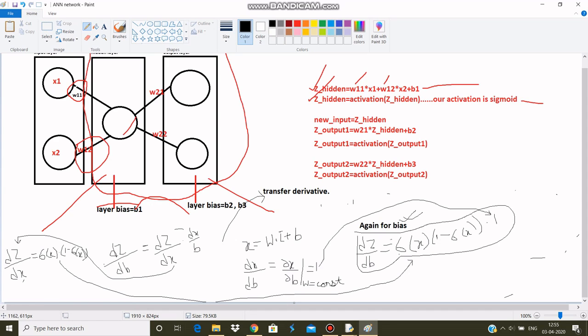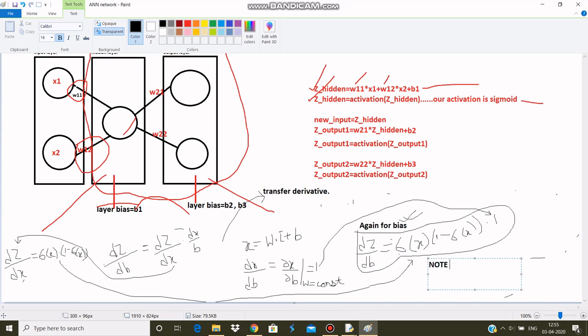What I want you to do is note both the values of dw and db down. Note both of them.